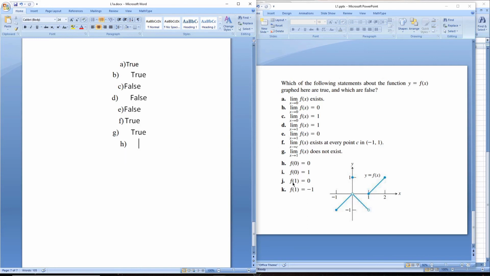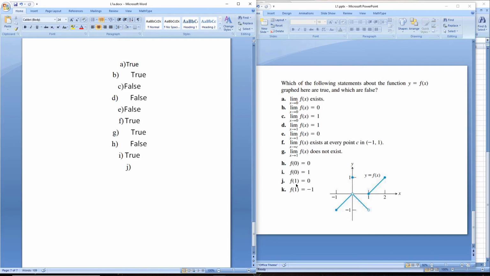Now these last questions here are just straight function notation questions. So for instance, what is the output of the function at 0? Well, at 0 is now when this point, this goofy point right here comes into play. So the output of the function at 0 is actually 1 right here. And so H is false. Now notice I, it's at 0 again, but now it's saying it equals 1. And this is true. This function, when you plug in 0, this dot means here's the output, and that output is 1. So I is true.